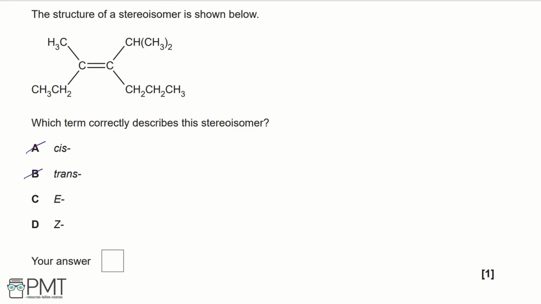Then we need to identify the highest priority group on the left and right of our double bond. So on the left, our highest priority group is the bottom left, our CH3-CH2 group, and then on the right, our highest priority group is our CH(CH3)2 group. So, as they're on opposite sides of the carbon-carbon double bond, that means that we have an E stereoisomer present. So, to get the mark for this question, we need to write C in the answer box provided.